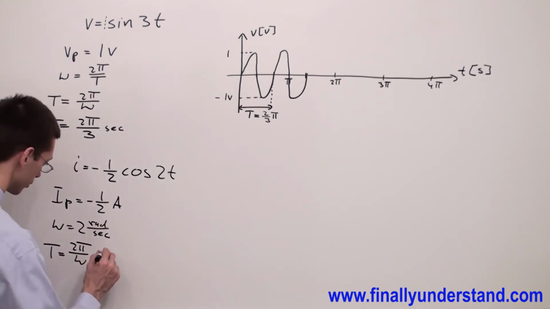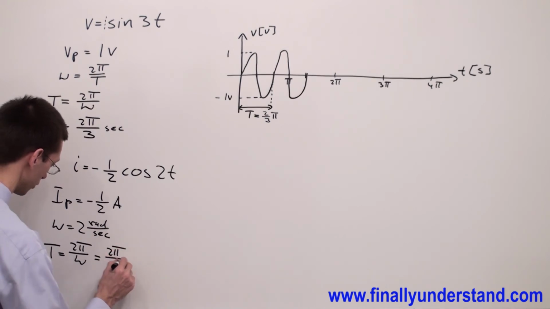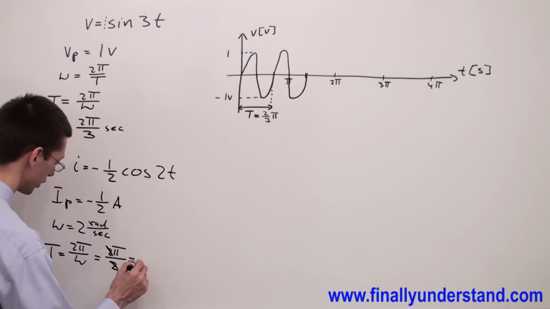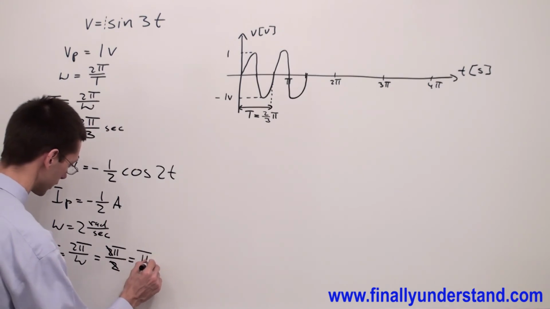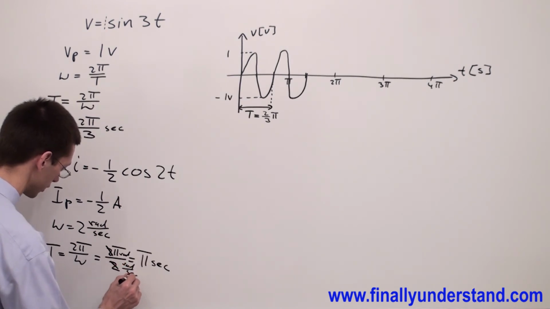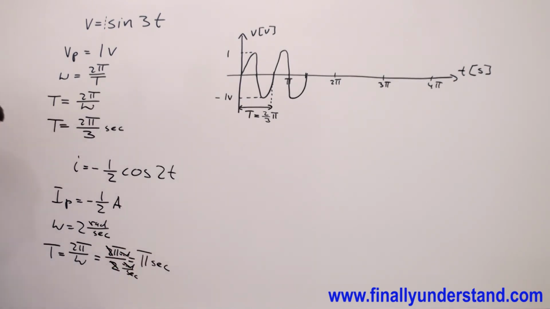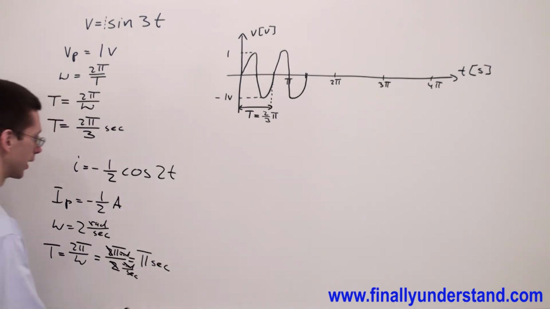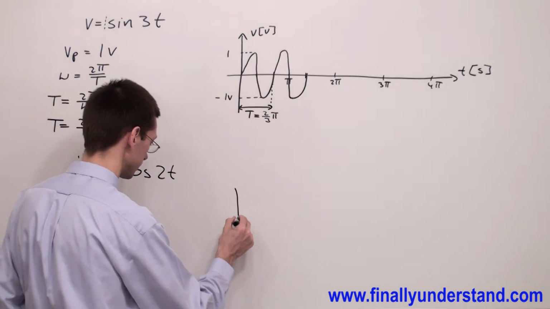In this case, this is going to be 2 pi over 2. 2 and 2 will cancel out, and my period is equal to pi seconds. Remember, this is radians per second. Radian and radian will cancel out, and we are going to end up with seconds. Now we can sketch the waveform.